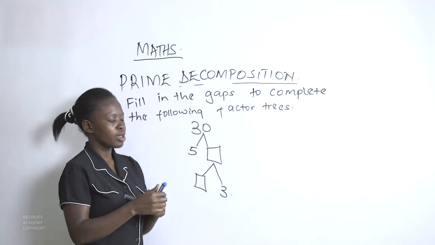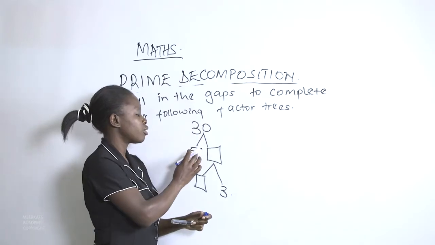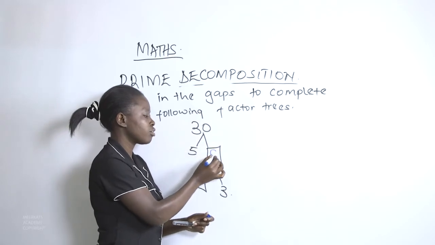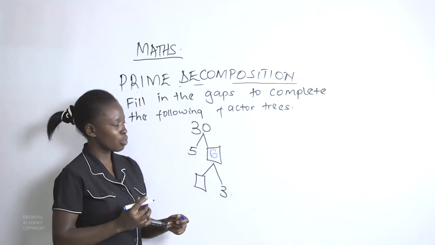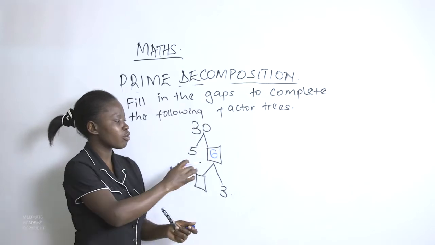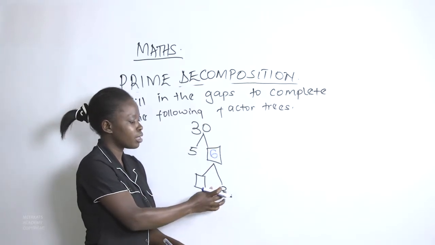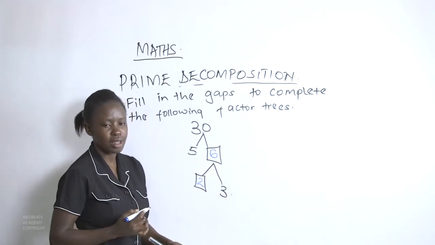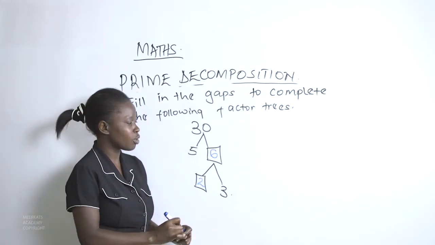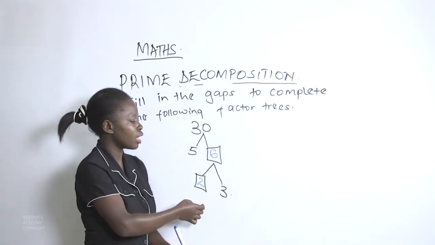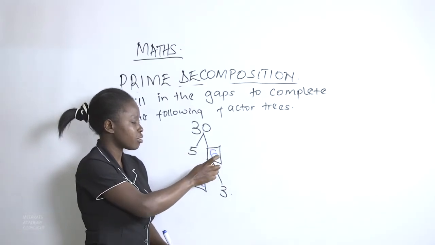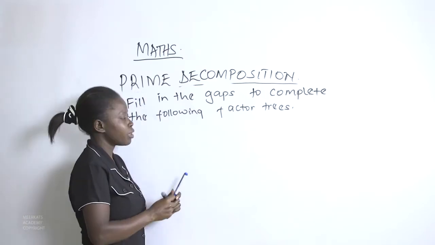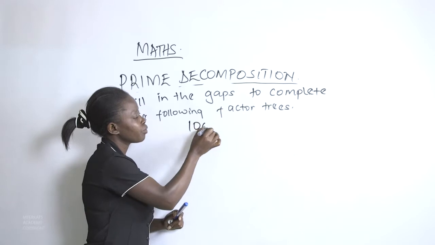So we have 3 multiplied by 5. What do we get? When we multiply 3 by 5, we are supposed to get 6. Then using the factors of 6, 6 is simply 3 times 2. So this box requires the number 2. So we are filling in the gaps, and our gaps will be filled in by the numbers 6 and 2.